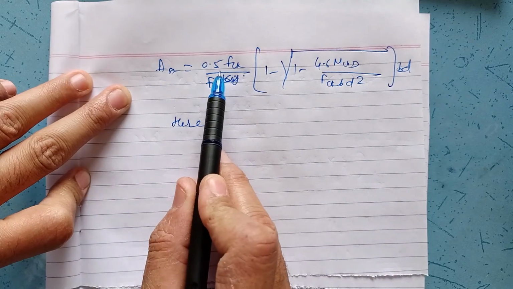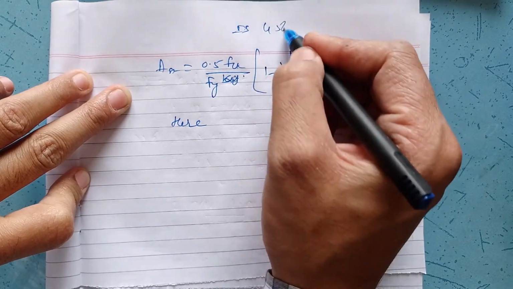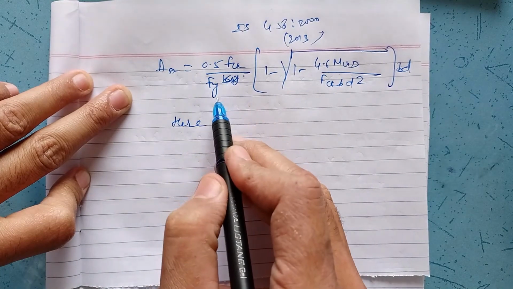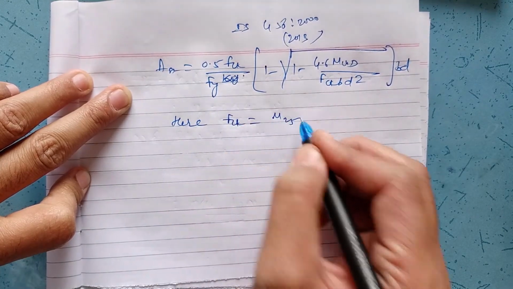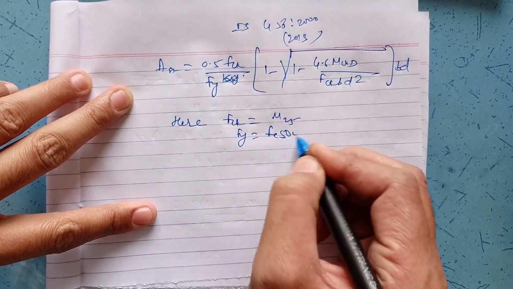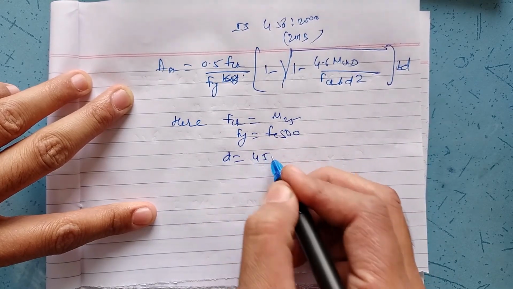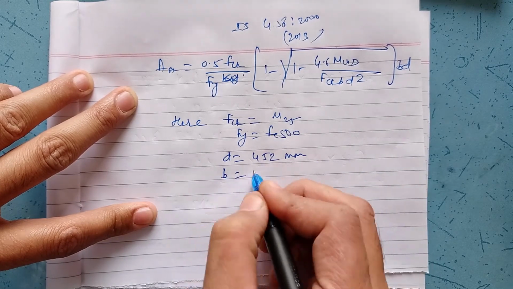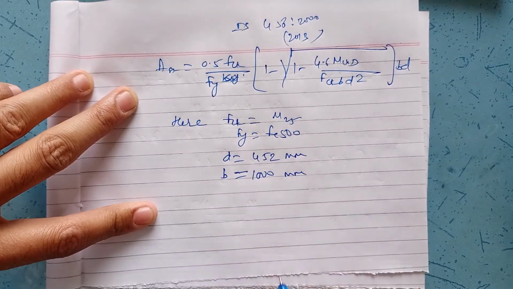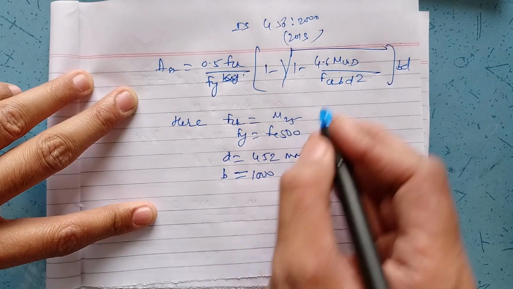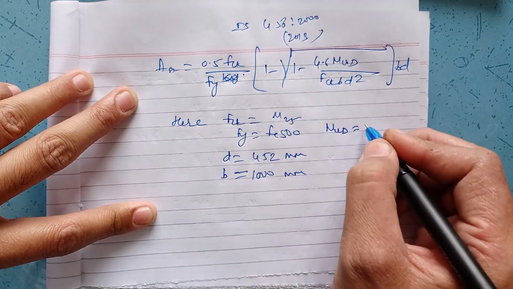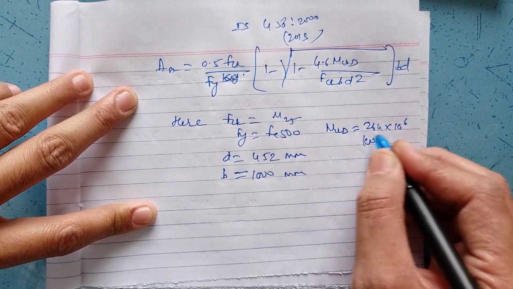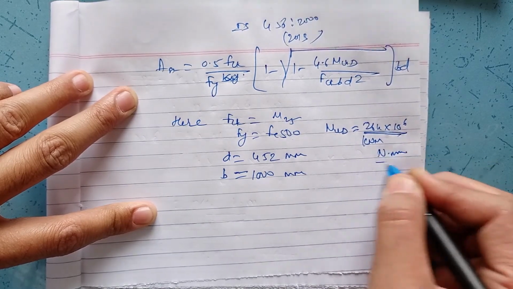The steel calculation formula you already know as per IS 456 2000 latest amendment 2013, 0.5 FCK divided by Fy. Here we are taking FCK as M25, Fy as Fe 500. Depth is the effective depth, 452 mm, which we have calculated. You can go through the previous video. B is 1000 mm, that is per meter width of the slab, because the slab is designed for per meter width. Substituting all these values, MU we have calculated as 264 into 10 raised to 6, or 264 kilonewton meter, or 264 into 10 raised to 6 Newton mm.